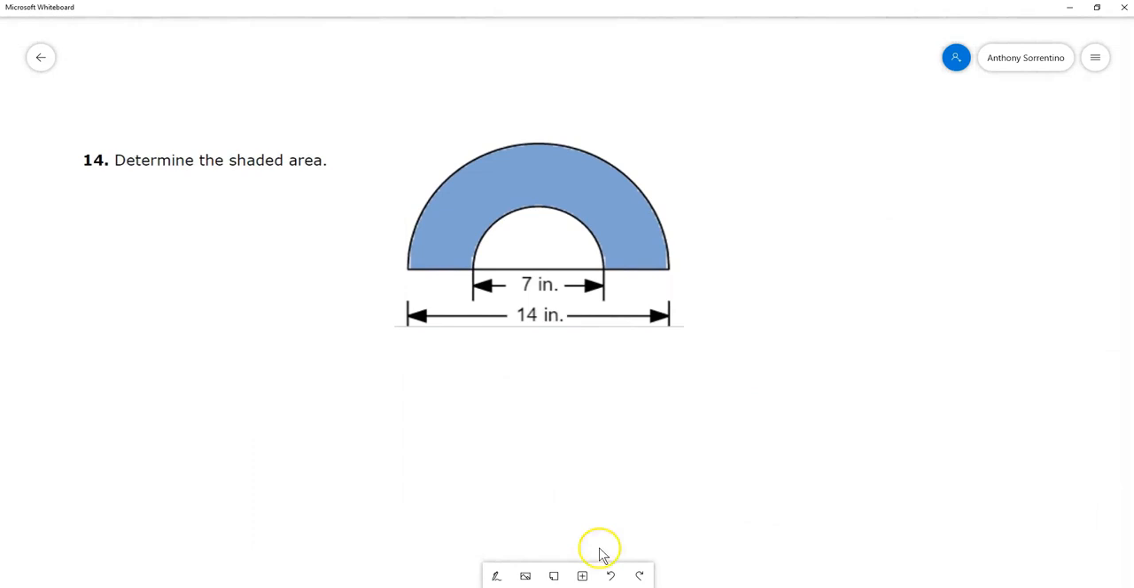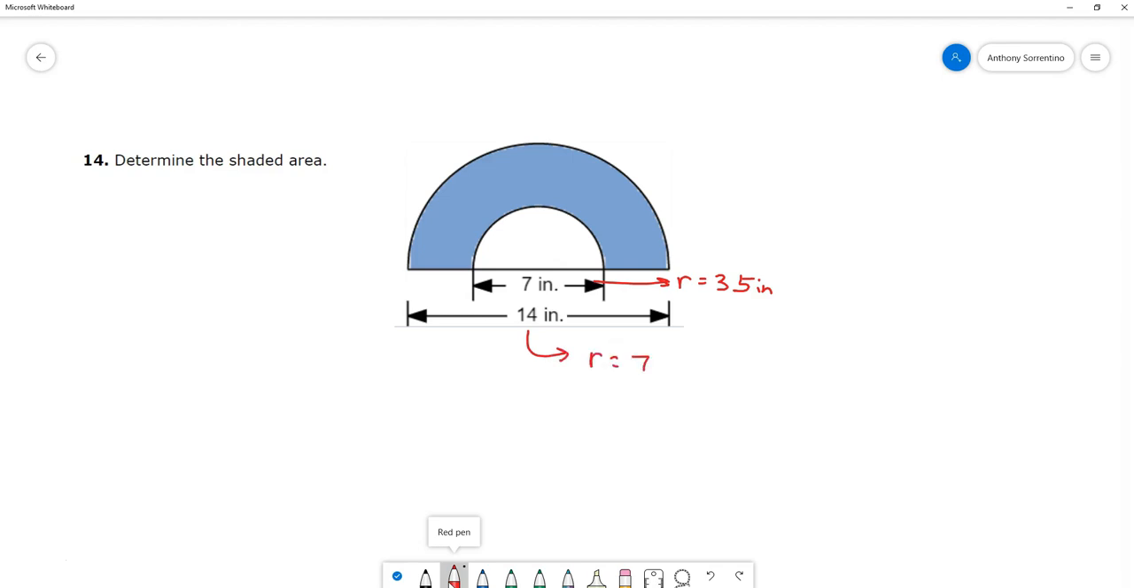The shaded area. What you're seeing there is half of a circle. Well, half of a ring actually, and there's basically two half circles here. I have a 7-inch diameter, which means that this radius is 3.5 inches. And I have a 14-inch diameter, which means its radius is 7 inches.